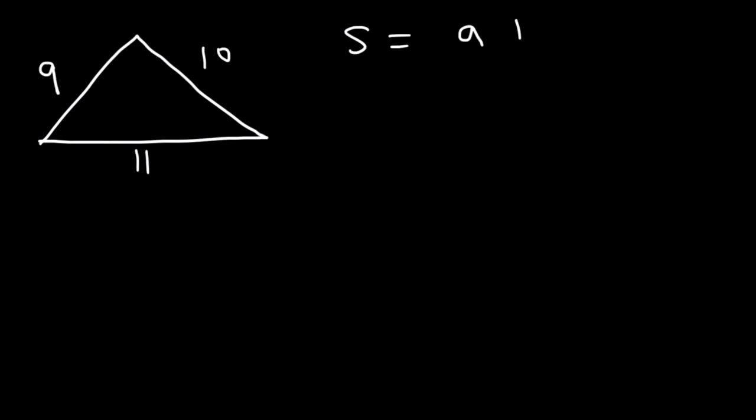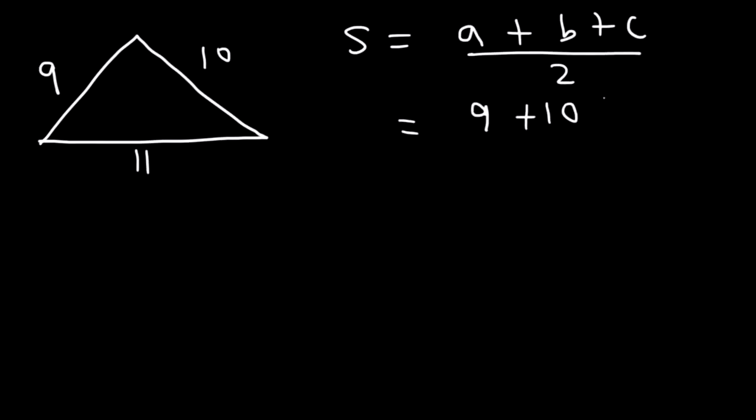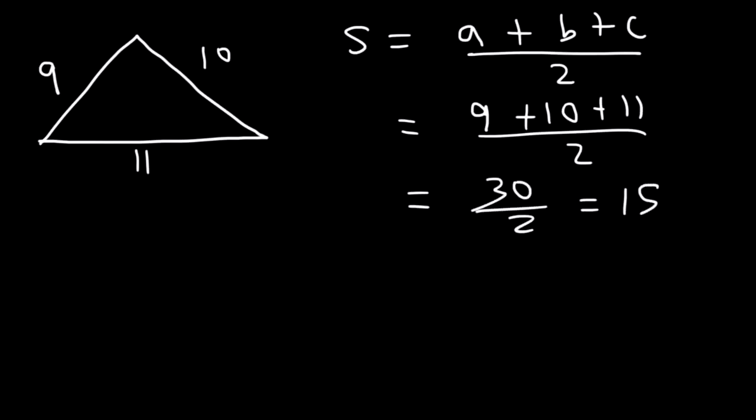How can we find the area of a scalene triangle? Let's say this is 9, 10, and this is 11. So this is not a right triangle, and we don't have any angles. So what can we do to find the area of a triangle if we're given all three sides? The first thing we need to do is find s, which is 1/2 of the perimeter of the triangle. So it's going to be 9 plus 10 plus 11 divided by 2. 9 plus 10 is 19, 19 plus 11 is 30, and 30 divided by 2 is 15. So that's the value of s.